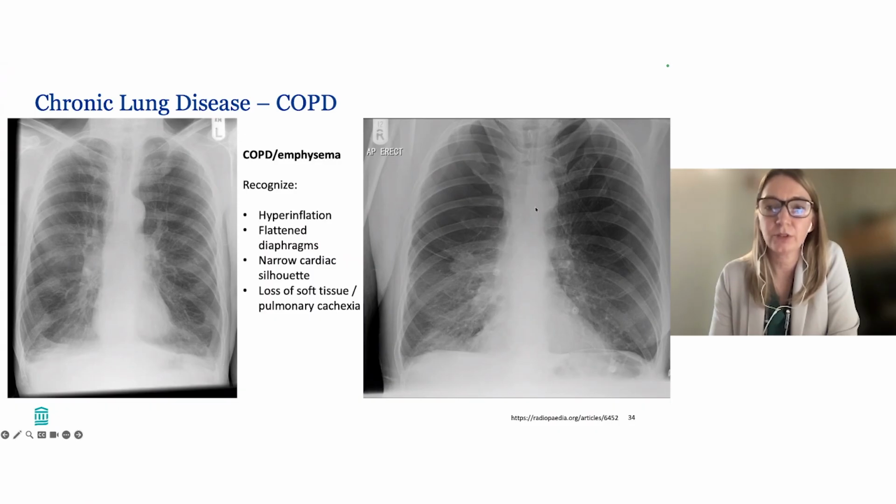In this chest X-ray on the right, you have a loss of lung markings in the upper lobes, consistent with severe emphysema or bullous lung disease. Severe bullous lung disease can at times be difficult to differentiate from a pneumothorax due to the absence of lung markings.